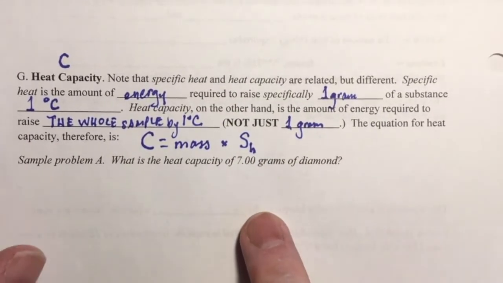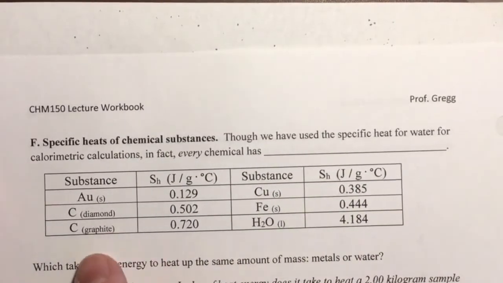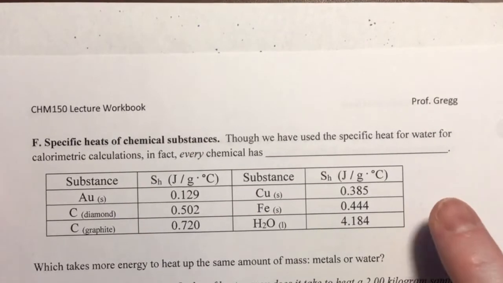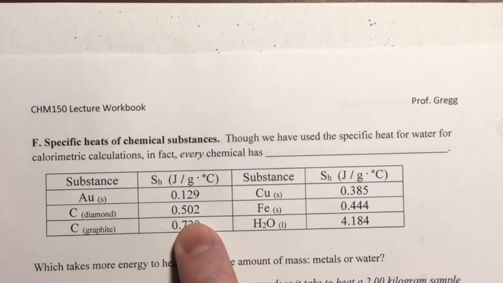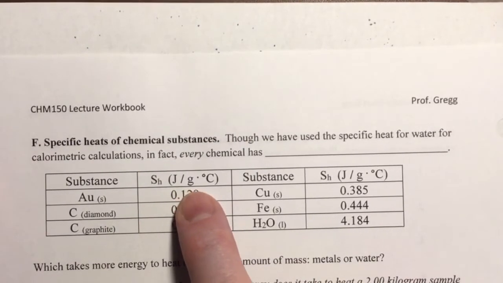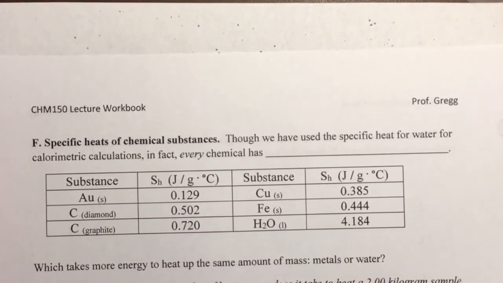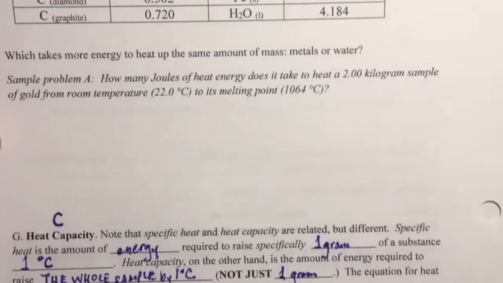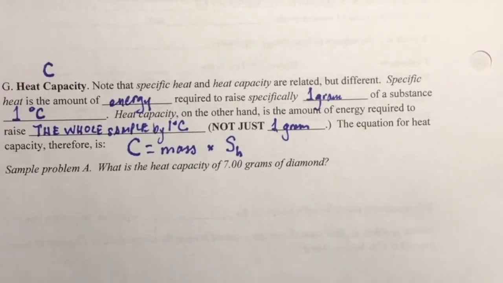So you may recall that in a previous section, I've given you a table with various specific heats here, right? So you have specific heats here. Notice what the specific heat for diamond is right there. Notice the units, joules per gram degree Celsius. That's appropriate for specific heat. And with that in mind, go ahead and complete this problem. Pause the video to do so, and when you're done, resume the video and I'll work through this for you.